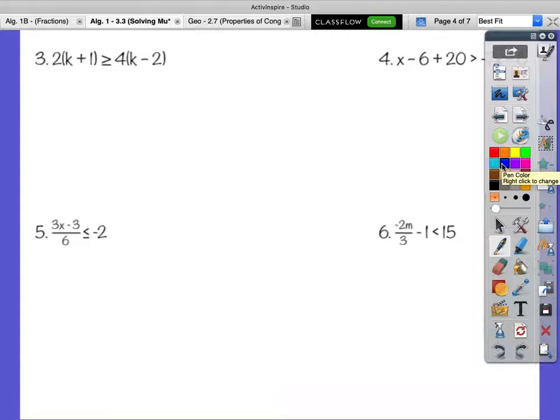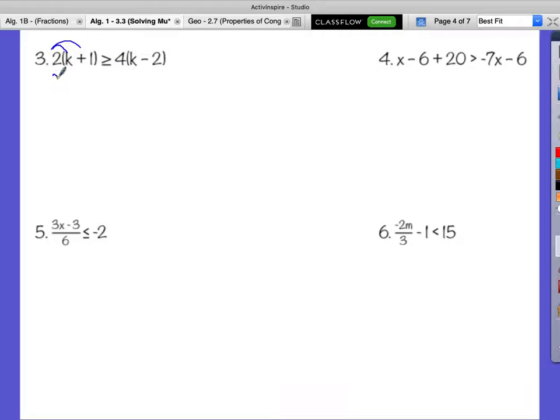So distribute. What's 2 times k? 2k. What's 2 times 1? Okay. So now we have this greater than or equal to still. What are we going to do on this right side here? Same thing. Distribute. 4 times k is 4k. 4 times -2 is -8. Awesome.